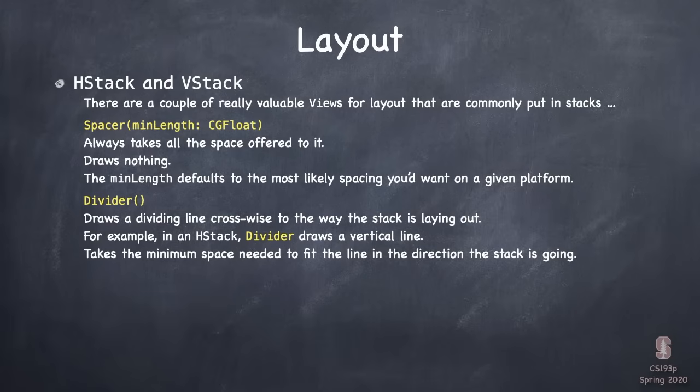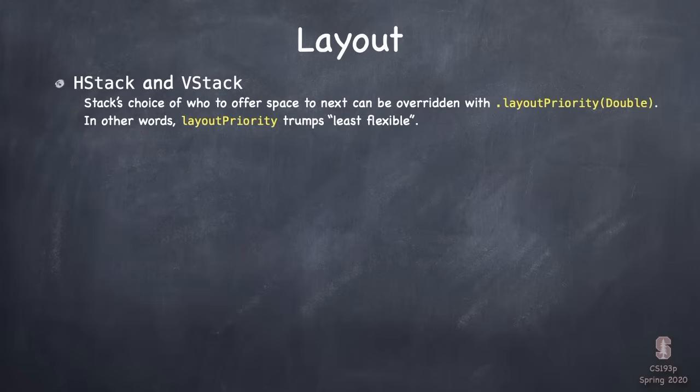So if we're in an HStack, the divider is obviously going to be a vertical line. If we're in a VStack, it's going to be a horizontal line. So you're almost certainly going to want to use one or both of these in your next homework assignment, and they're really valuable for doing layout with stacks. These HStacks and VStacks, I told you that they're kind of choosing which of its views to offer space to next, priority-wise, using this least flexible thing, but you can actually override that with this view modifier layoutPriority.